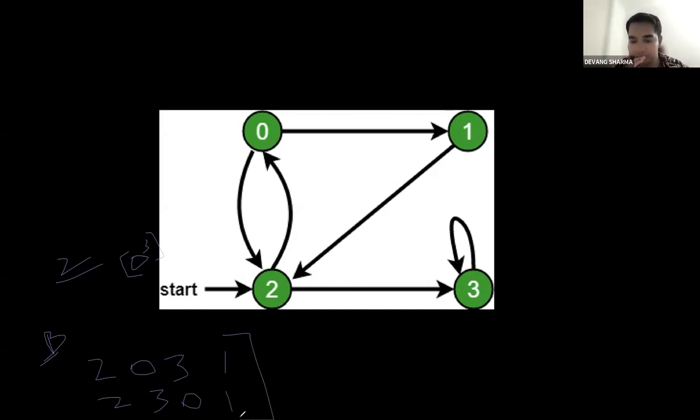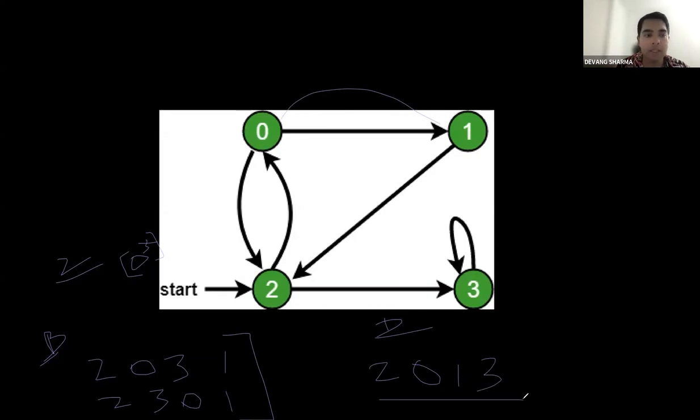All agree with this? Yes or no? Come on, guys, quickly in the chat. Okay. If I talk about DFS, DFS means if I don't cover both of them, instead I move to the depth of any of them, that is called DFS. So if I go to 2, let's say I go to 0. After 0, I go to the depth of 0, which is 1. So I go to 2013. Now that will be called DFS. So DFS output 2013, BFS output 2031 or 2301.